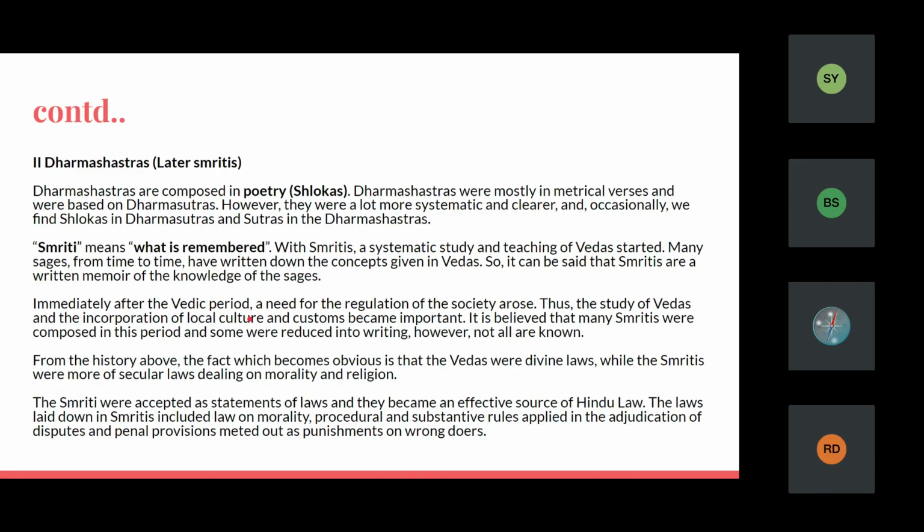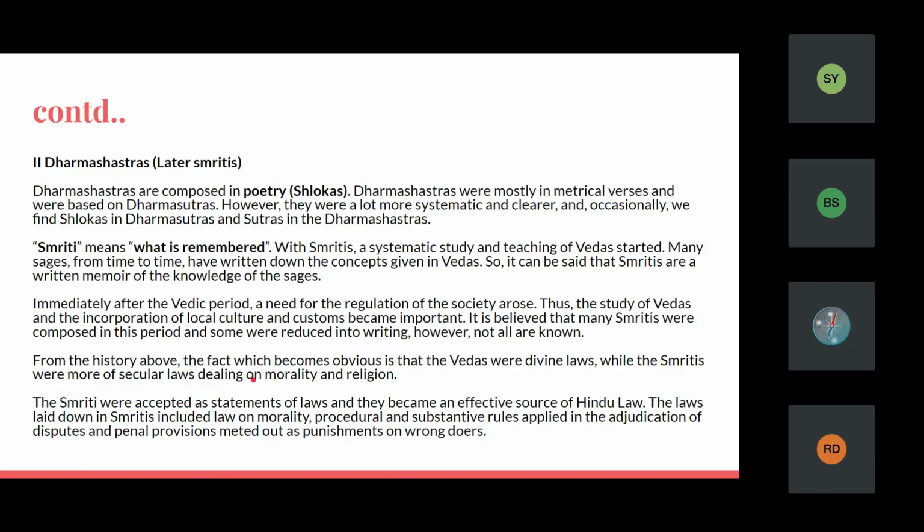Immediately after the Vedic period, a need for the regulation of society arose. Thus the study of Vedas and the incorporation of local culture and customs became important. It is believed that many Smritis were composed in this period. As we have seen, we came across many Smritis given by various sages, and some were reduced into writing. However, not all are known today. Only the main ones are followed in today's world.